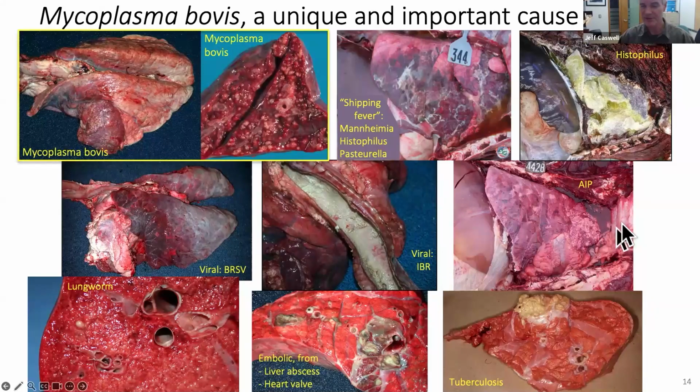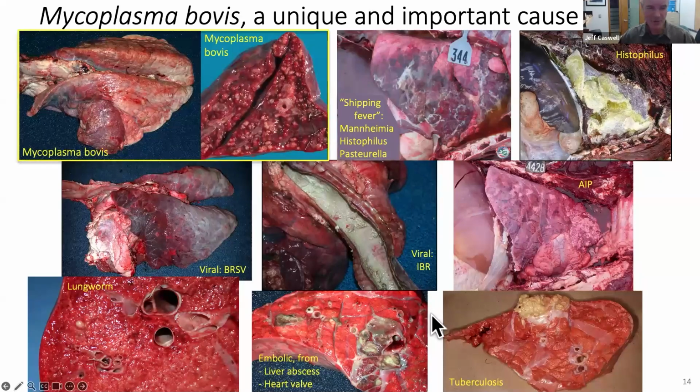This is acute interstitial pneumonia, or so-called AIP, of feedlot cattle, a disease that I think it's fair to say no one really knows what the cause is, but probably somehow related to feeding and rations that promote rapid growth. But again, a well-recognized condition in feedlot cattle.